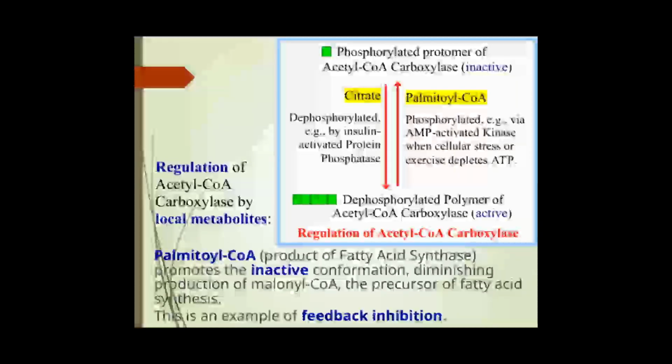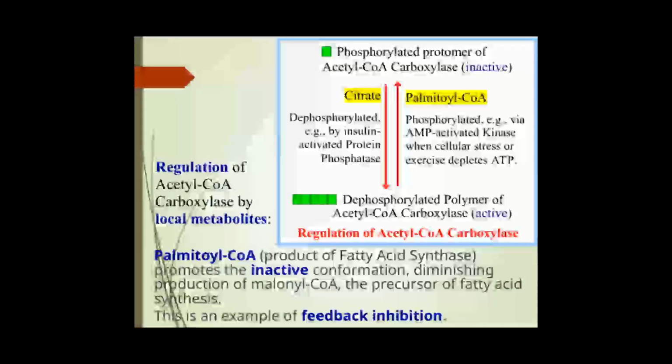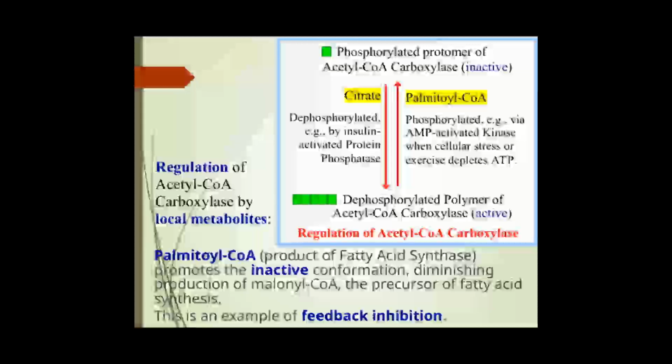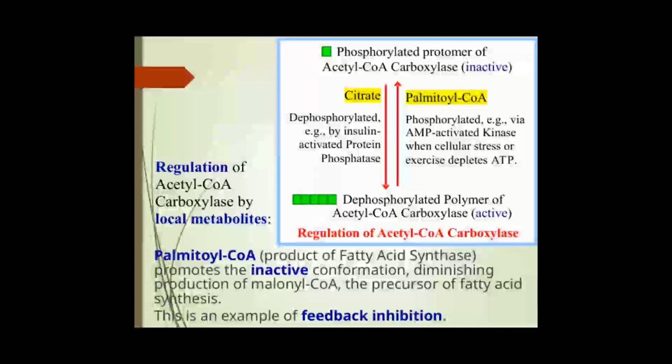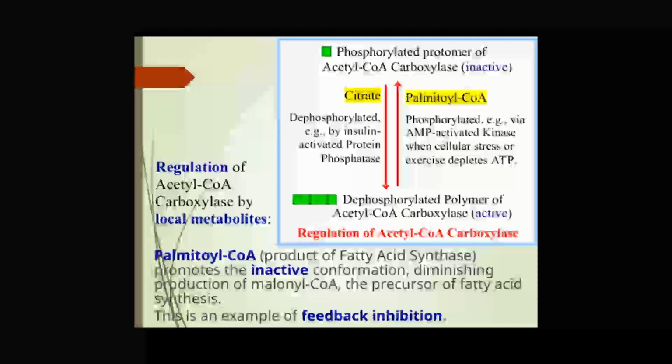One key player here is malonyl-CoA, which is actually a product of fatty acid synthase. When malonyl-CoA levels are high, it promotes the inactive conformation of acetyl-CoA carboxylase. This means that the enzyme's activity decreases, leading to less production of malonyl-CoA. Since malonyl-CoA is the precursor for fatty acid synthesis, this effectively slows down the process when enough fatty acids have been produced. This is a classic example of feedback inhibition, where the product of a pathway helps regulate its own production. It ties into the overall theme of how metabolic pathways are tightly controlled to maintain balance within the cell.